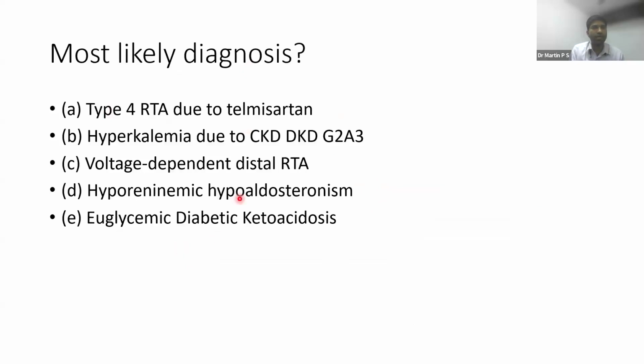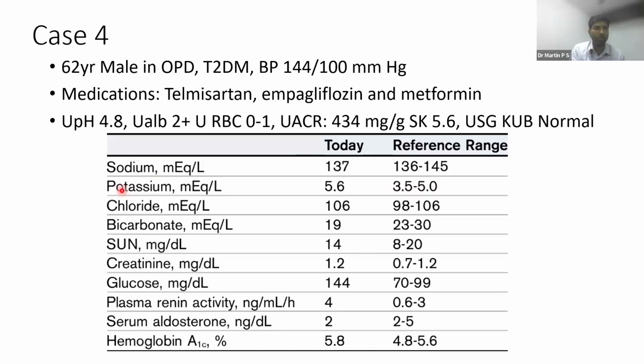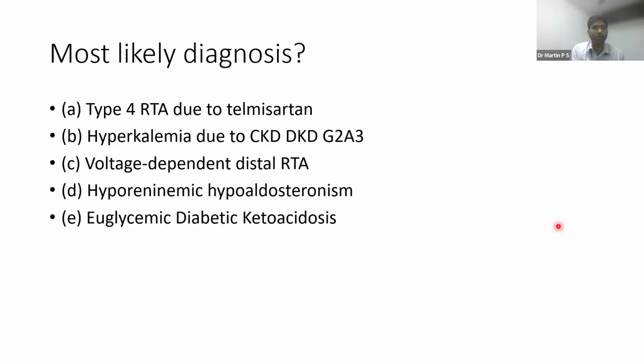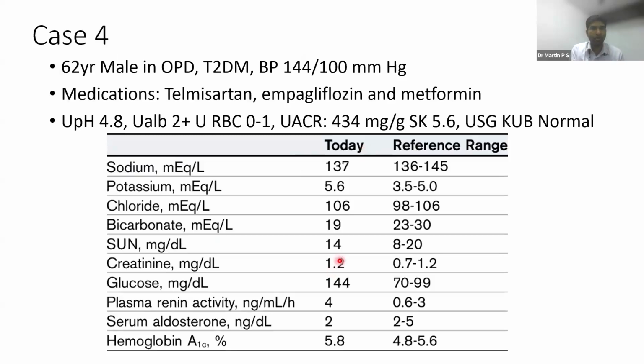Is it a euglycemic ketoacidosis? See, in euglycemic ketoacidosis, usually the patients are sick, not a patient who is coming to your OPD without any problems. And you can see the HbA1c is also very normal, and the blood sugars are stable. The acidosis is not very severe. So it's unlikely to be euglycemic diabetic ketoacidosis. Can it be hyperkalemia due to CKD, DKD, G2A3? Very unlikely. See, the creatinine is only 1.2. With this creatinine of 1.2, the potassium was 5.6.